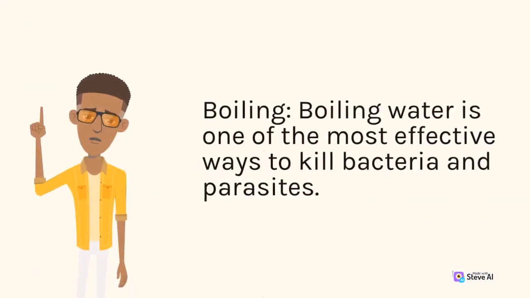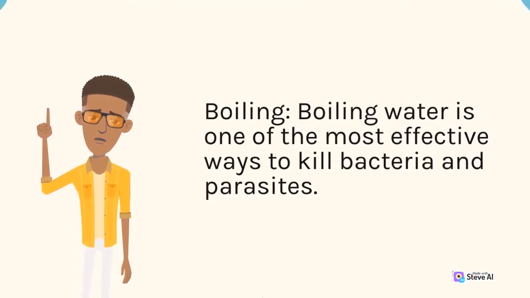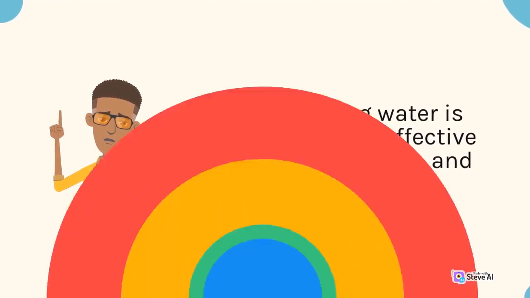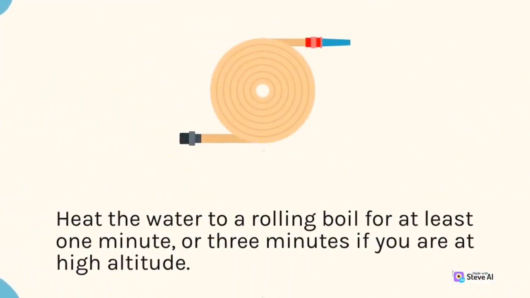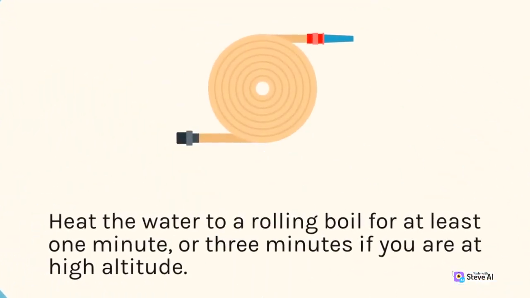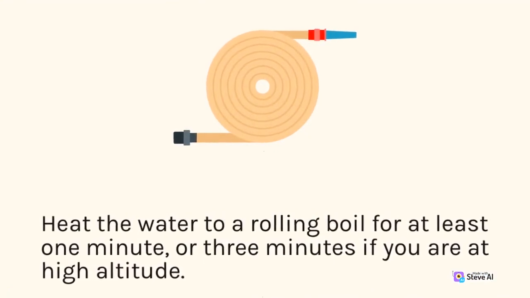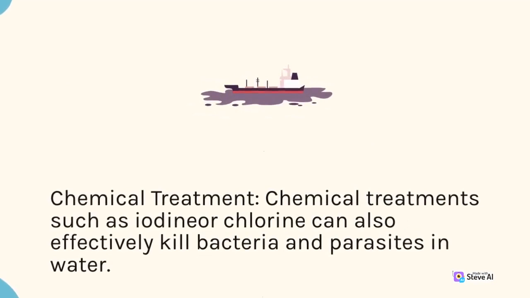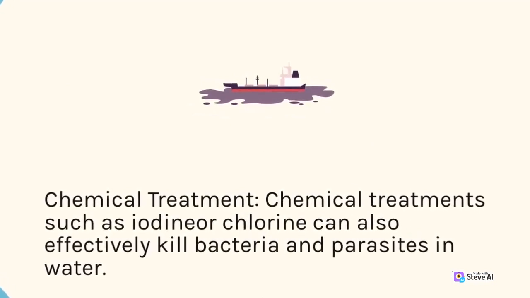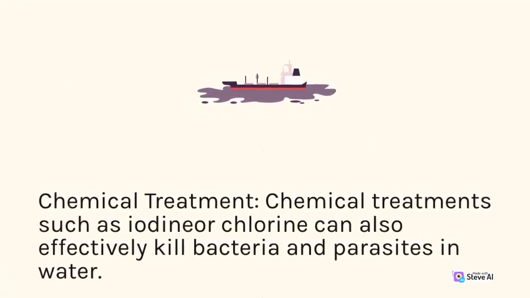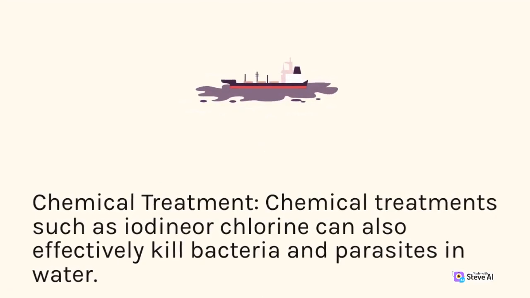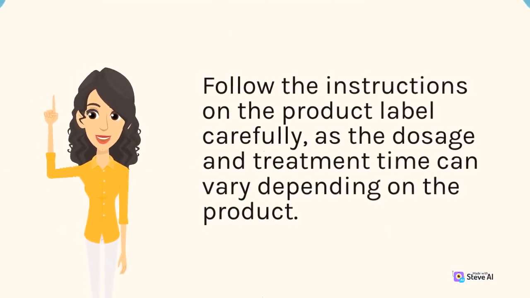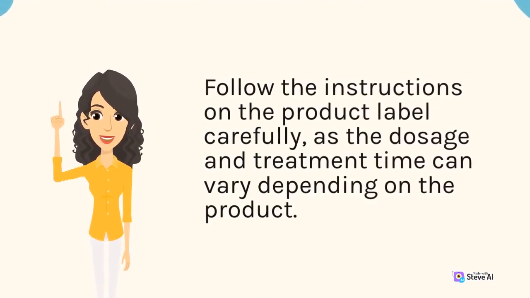Boiling water is one of the most effective ways to kill bacteria and parasites. Heat the water to a rolling boil for at least 1 minute, or 3 minutes if you are at high altitude. Chemical treatment. Chemical treatments such as iodine or chlorine can also effectively kill bacteria and parasites in water. Follow the instructions on the product label carefully, as the dosage and treatment time can vary depending on the product.